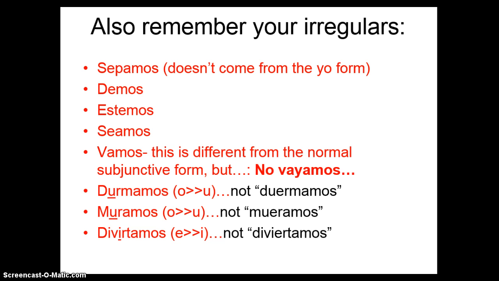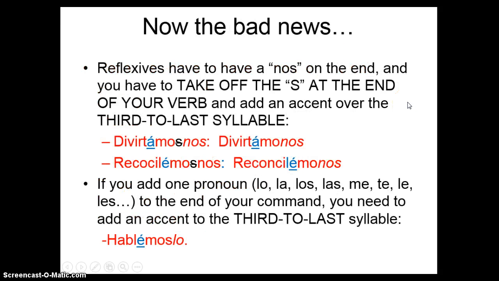And then, of course, we have to remember our regular O to U's and E to I's. The three that we've talked about a lot in class are durmamos instead of duermamos, muramos instead of mueramos. Even though the yo form is muero, we go from O to U with morir. So muramos. And divirtamos. Okay, nos divirtamos, for example, not nos divertamos. So try to keep that in mind. Or nos diviertamos. I'm sorry, it's even hard to say if you're not used to it. Divirtamos is what we want with divertir. All right, that was the good news.